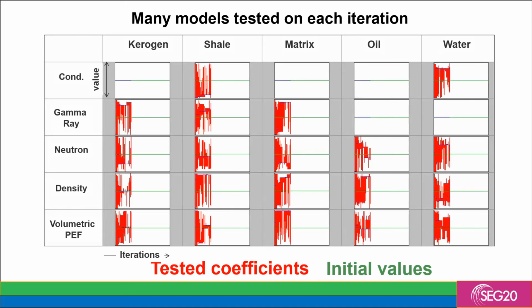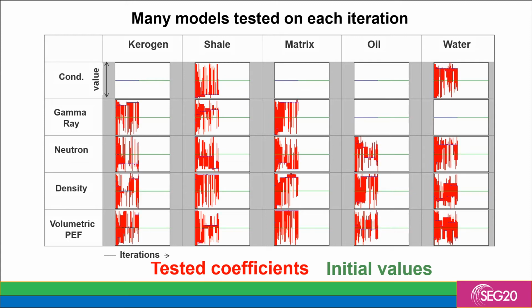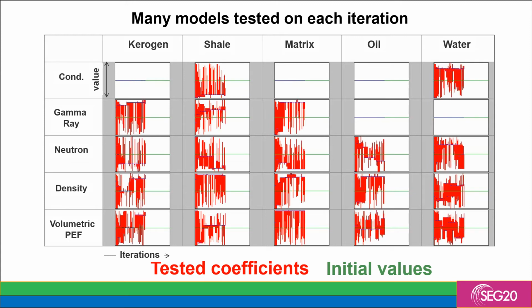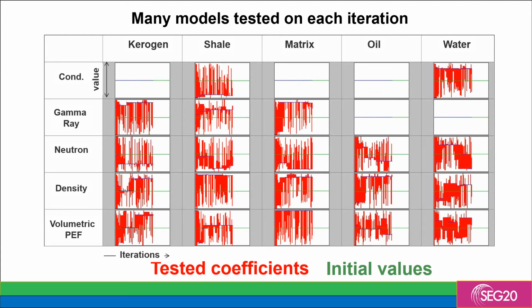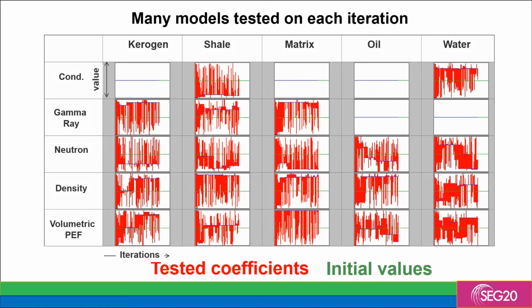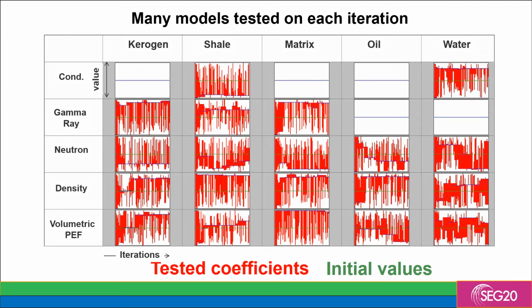The genetic algorithm generates this red random trial solution for each coefficient and then modifies these values depending on the error and the genetic rules until it finds the best solution it can for a given number of iterations.